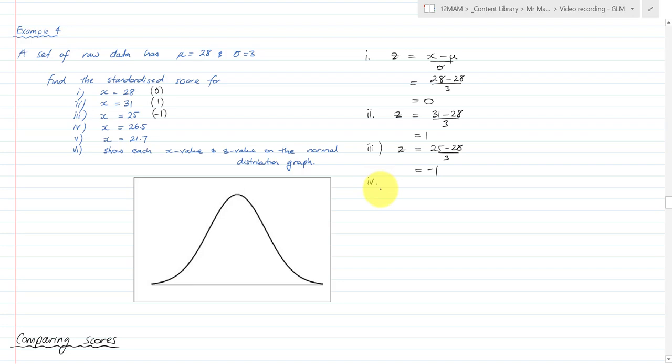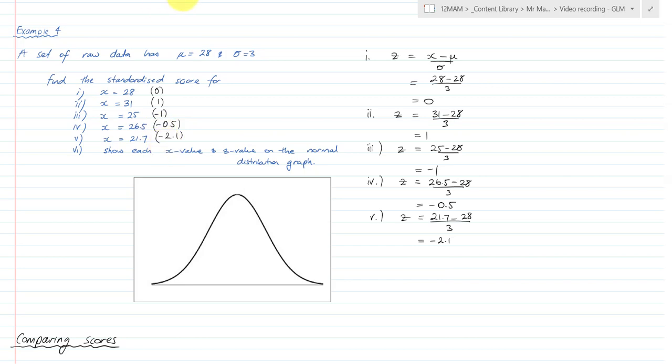4, Z is equal to 26.5 minus 28 over 3. If you put that in a calculator, you get -0.5. So this is -0.5 standard deviations below the mean. And then we have the fifth one, Z is equal to 21.7 minus 28 over 3. That's equal to -6.3 over 3, which equals -2.1. So this is -2.1, and that's -2.1 standard deviations below the mean.